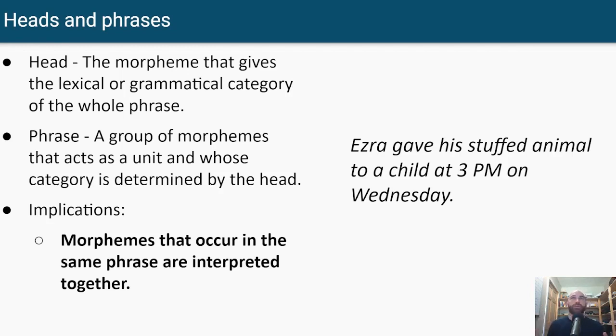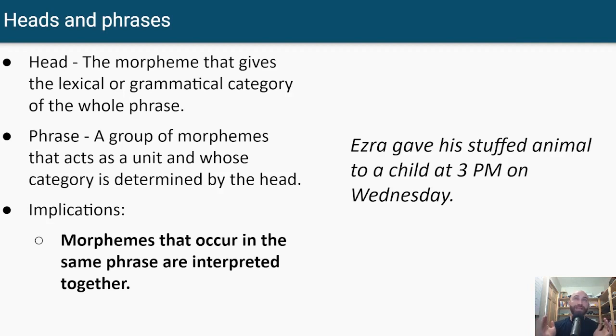So these are just terms that you need to know so that we can talk about structure. In some sense, they're arbitrary terms. We could call them whatever we want, but it helps us to talk about structures in a systematic way. So we can also talk about a verb phrase. A verb phrase has a head, which is the verb. That's just by definition what a verb phrase is and what a head of a verb phrase is. So in this case, it would be gave his stuffed animal to a child. That would be the whole verb phrase.